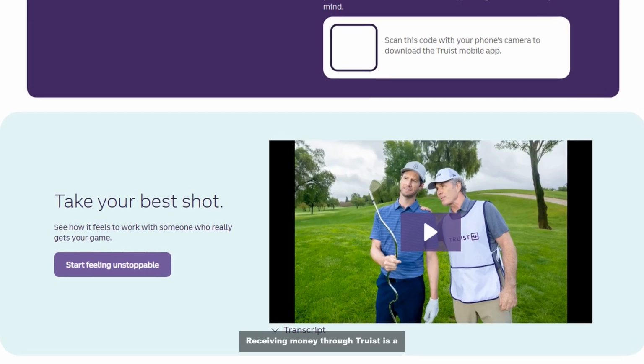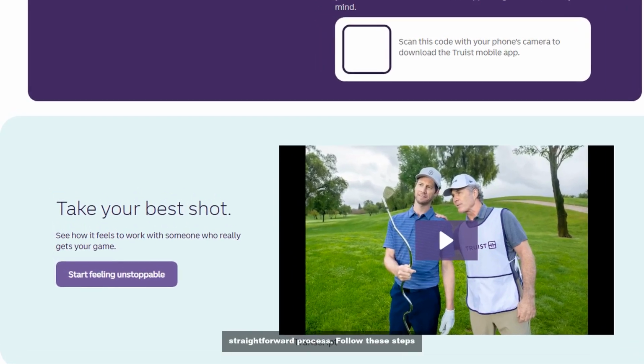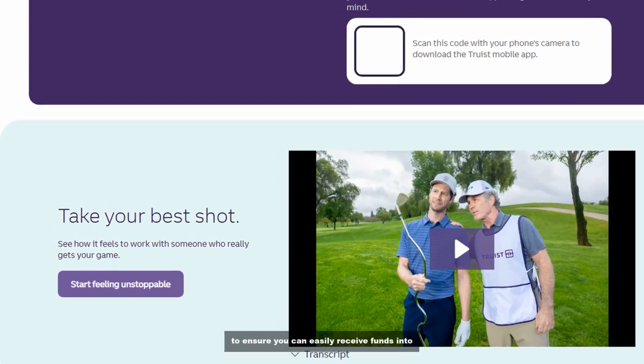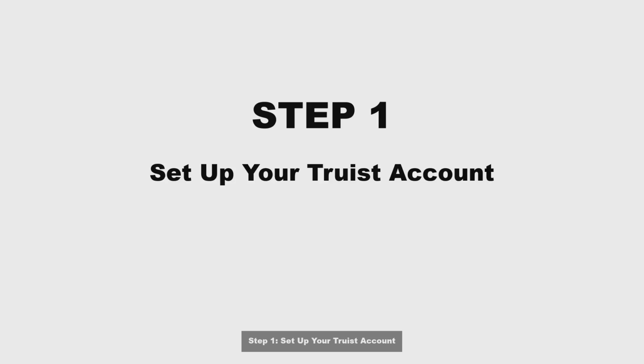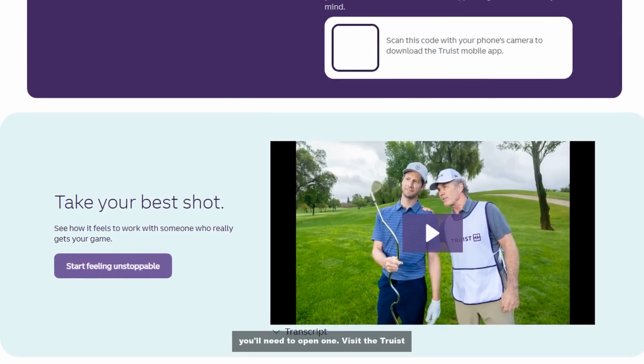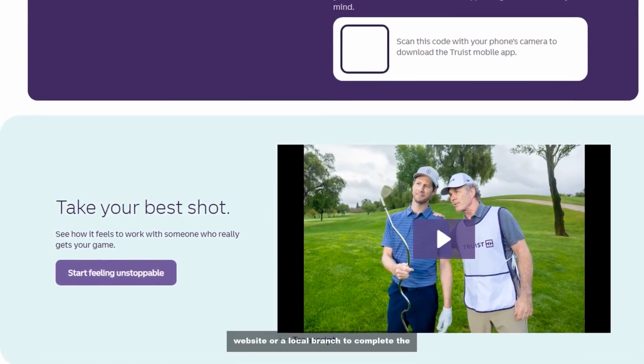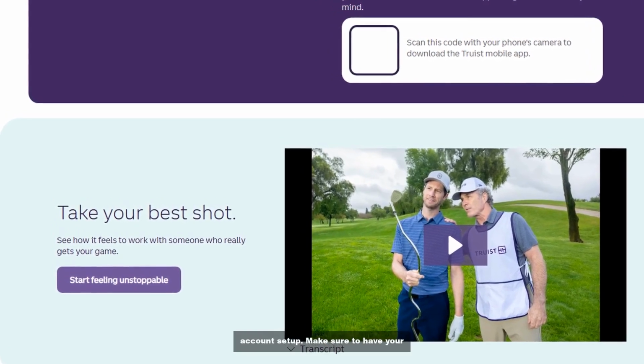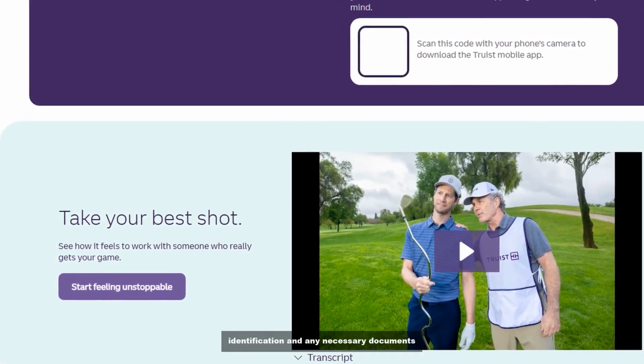Receiving money through Truist is a straightforward process. Follow these steps to ensure you can easily receive funds into your account. Step 1. Set up your Truist account. If you don't already have a Truist account, you'll need to open one. Visit the Truist website or a local branch to complete the account setup. Make sure to have your identification and any necessary documents ready.